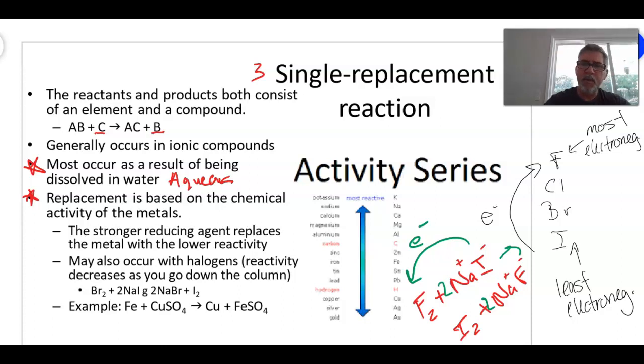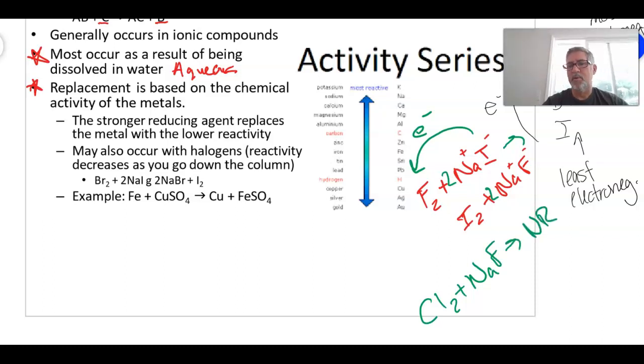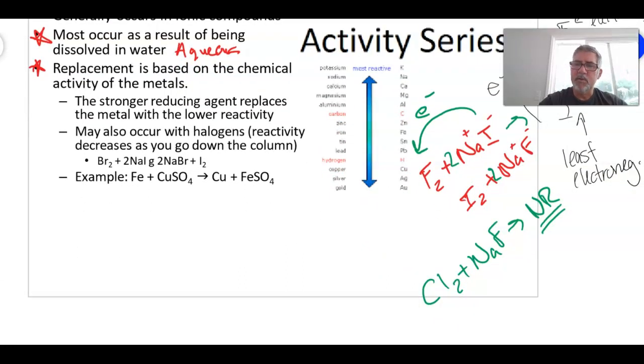One last thing, if I had something like chlorine plus sodium fluoride, I would get no reaction. NR is how we say no reaction. Because if you look up here, fluorine is more electronegative than chlorine. So chlorine cannot take an electron from fluoride. It just can't. All right, so that's single replacement.